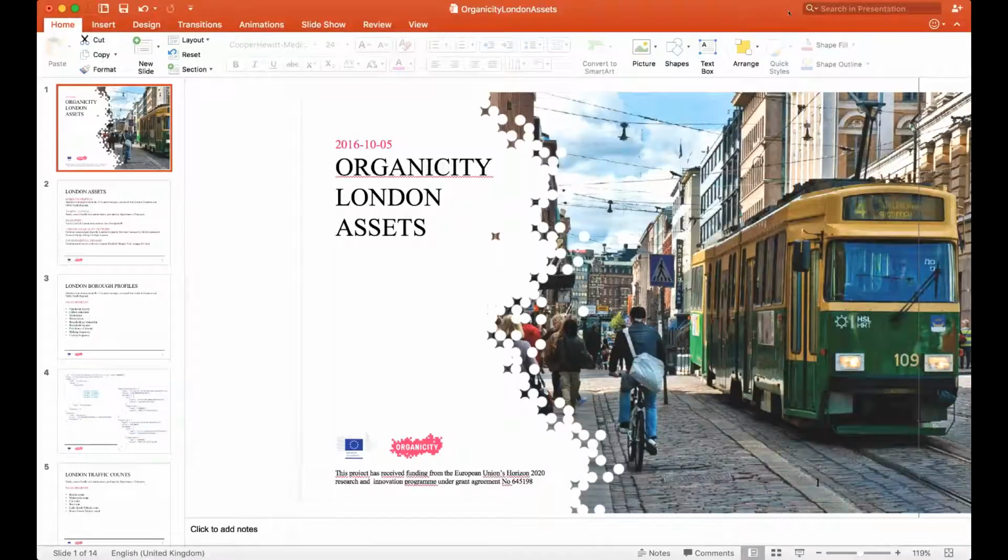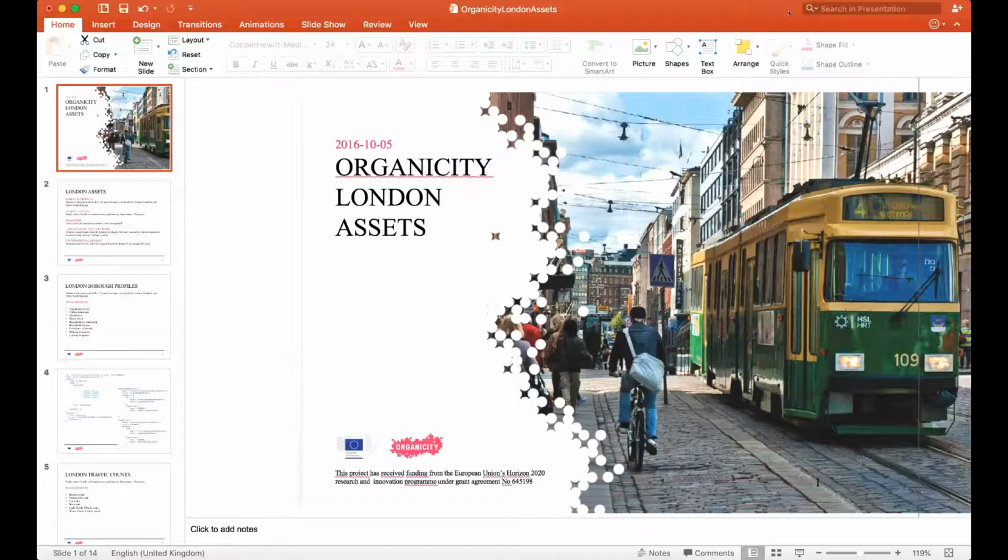So the London assets that we have at the moment are borough profiles that we basically took data from the London data store and also some data from Public Health England, and those were Excel files that were available by those two organizations, and we turned them into kind of Orion IoT-like data.